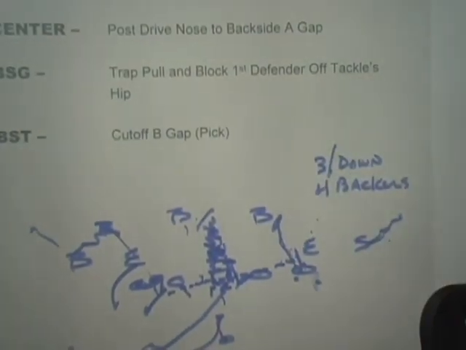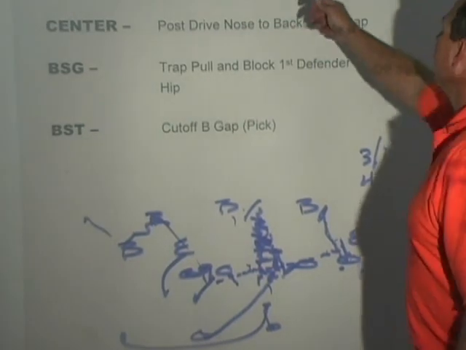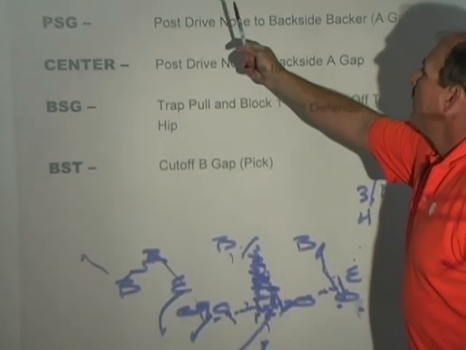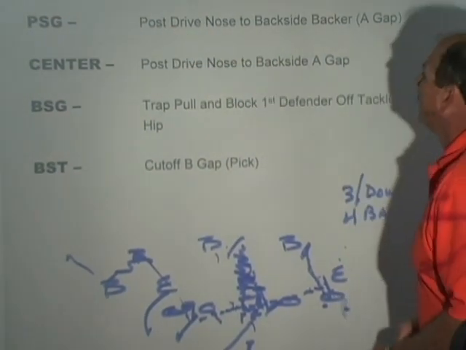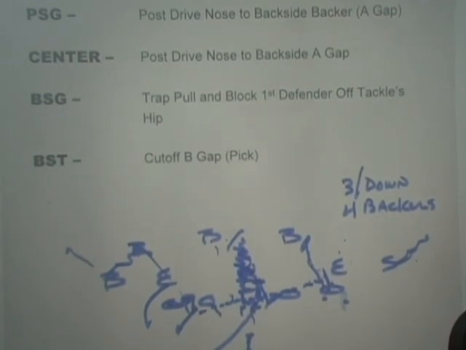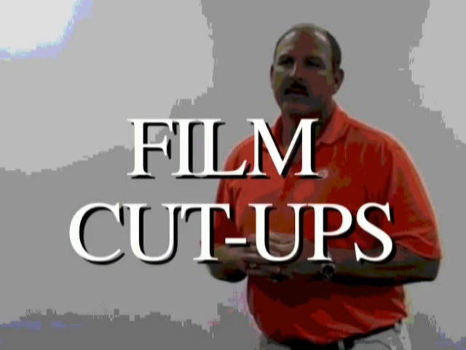So reviewing that again, play side tackle's got influence block on first backer inside. Play side guard's got block, post drive nose to backside linebacker A gap. Center's got post drive nose to backside A gap. Backside guard's trap, pull, and block first defender off tackle's hip. Backside tackle's got B gap pick or cutoff.